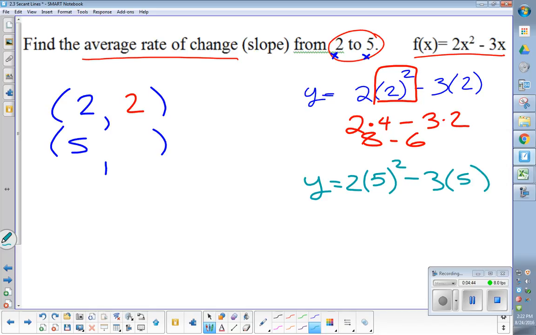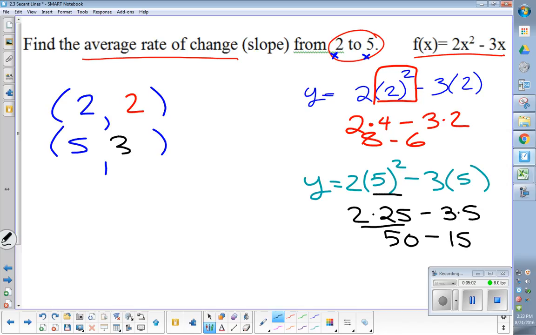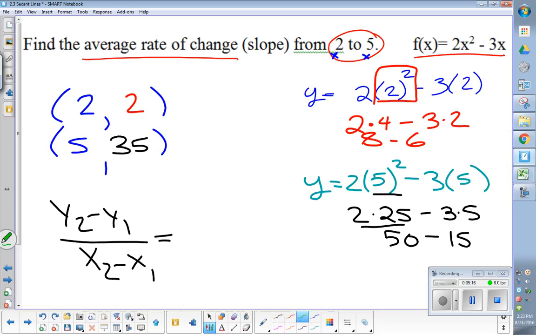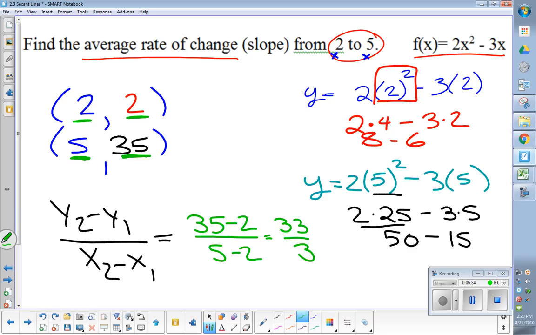We're going to do the same thing with the second one. Now we're plugging in 5. Drake, when I do the second one, what am I going to do first? 5 squared gets you 25 times 2, 50, minus 15. 50 minus 15 gets me 35. That is not the answer to this problem. That gets me my two ordered pairs. Once I've got my two ordered pairs, I'm finding the average rate of change, which just means slope. Brittany, what's my setup going to look like? Y sub 2 minus y sub 1, so 35 minus 2, over x sub 2 minus x sub 1, which is 5 minus 2. 35 minus 2 is 33, and 5 minus 2 is 3. 33 over 3, 11.